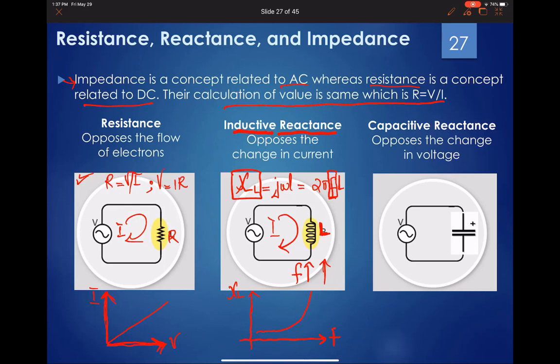Let's now look at the capacitive reactance. Again, it's the opposition to the change in the voltage. So there is some opposition that is offered initially in a circuit where you have a capacitor. This is the positive terminal, this is the negative terminal of the capacitor. This is again reactance, and because it's offered by the capacitor, there's a C, and it's known as the capacitive reactance, and this equals 1 over 2 pi fC.